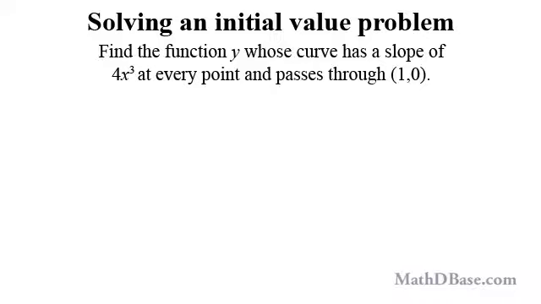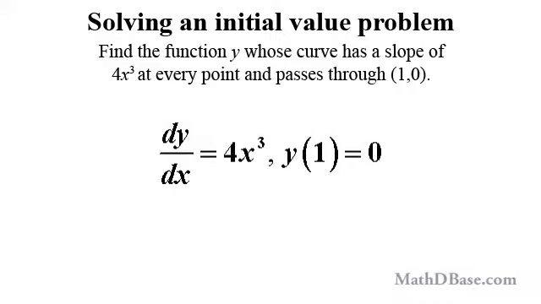Let's look at an example. Find the function y, whose curve has a slope of 4x cubed at every point and passes through the point (1, 0). Since the derivative of a function represents the slopes of tangent lines to the curve at every point, the differential equation associated with this problem is dy/dx equals 4x cubed, and the side condition is y of 1 equals 0, which represents the constraint put on the curve that it must pass through (1, 0).